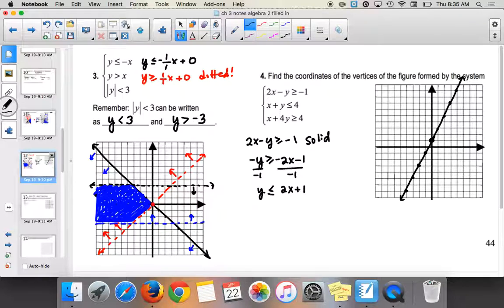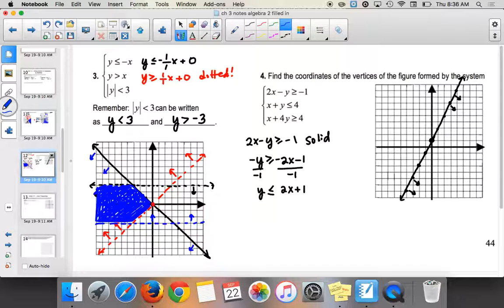Okay, where's our shading right now? Above or below? Below. And below is kind of the right side of that. It's almost vertical, right? So it's kind of hard to say what's below, but it'd be this way. So you can do a couple of arrows to guide you. So we're on the right side of that line.